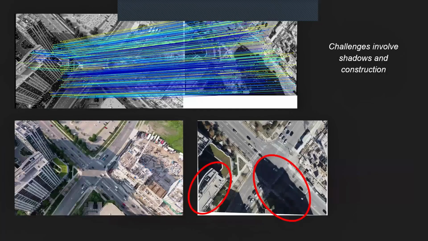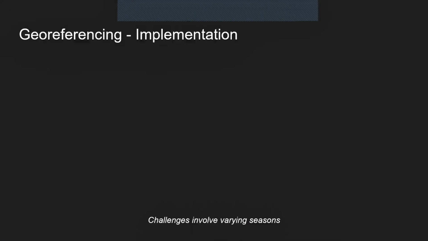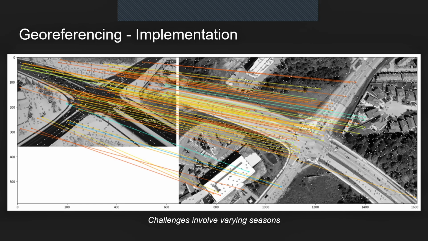In this example, called 207, a large shadow and a missing building may throw off a linear matcher. In another example, called 215, we see an intersection in the winter from an angled perspective and the same intersection in the summer from an overhead perspective.